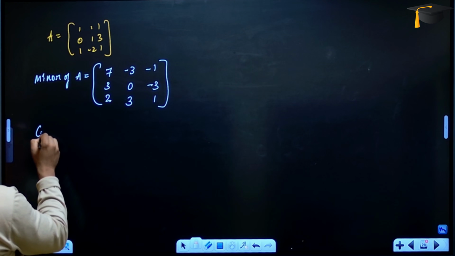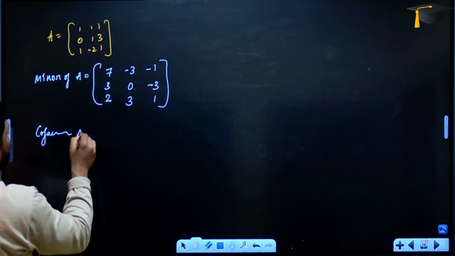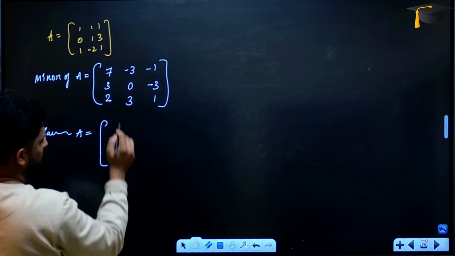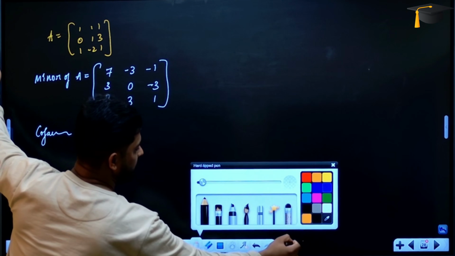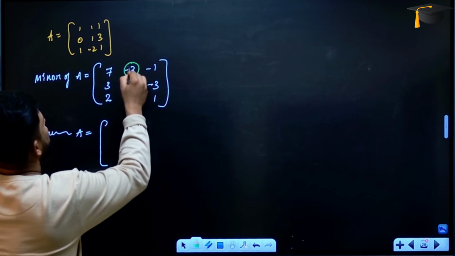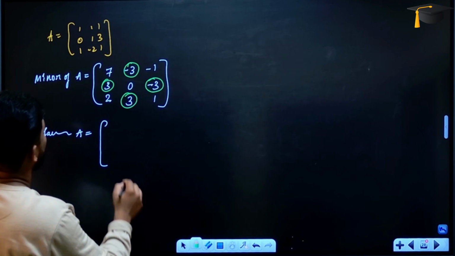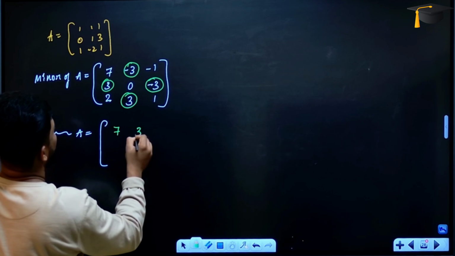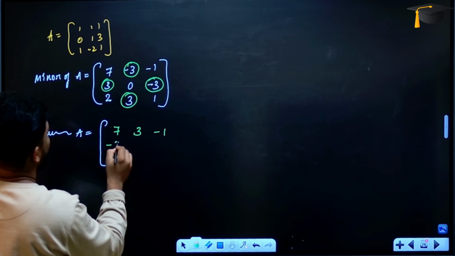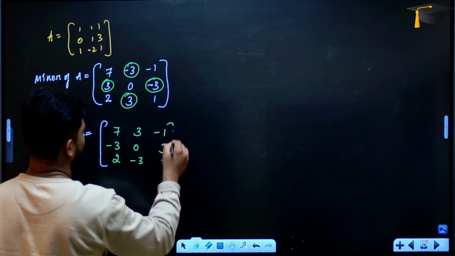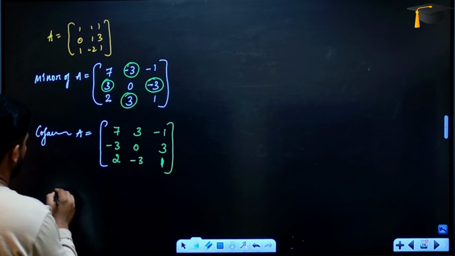Okay, so let's see. Next, the cofactor. The cofactor of A is equal to putting the signs positive, negative alternately: these are the elements you have to write negative, children. Negative in the sense you have to change the sign of it. So it becomes 7, 3, minus 1, minus 3, 0, 3, and 2, minus 3, 1. Okay, next the adjoint.